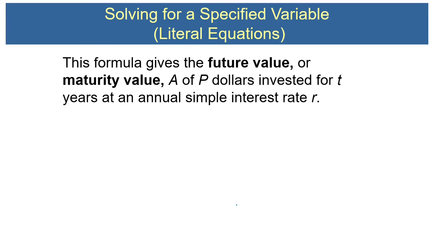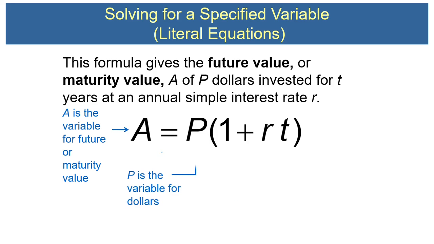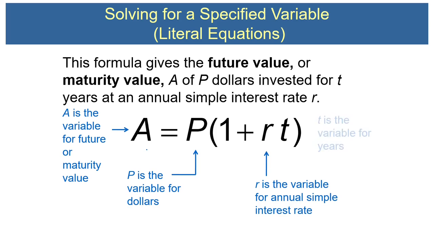This formula gives the future value or maturity value A of P dollars invested for time T at an annual simple interest rate of R. We have A is the amount that we will have after the maturity date. P is the principal again, and we're going to multiply by 1 plus RT. This is going to allow us to calculate the future value of our money if we invest it now for a given time.